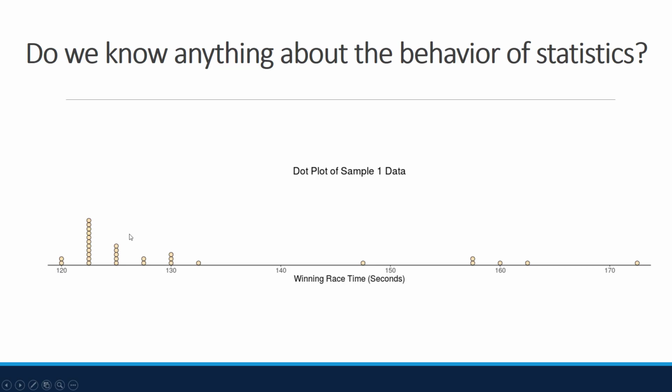Notice that this distribution, again, is right-skewed. We have a mode here to the left and a very small mode here to the right. So we can say that the shape of the sample distribution and the population distribution, while different, is similar.